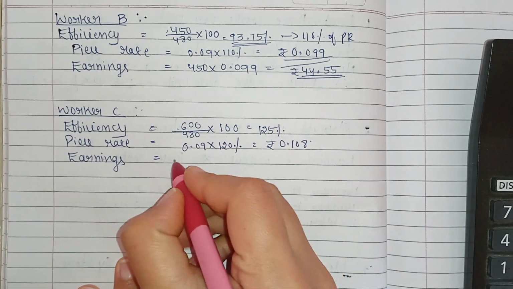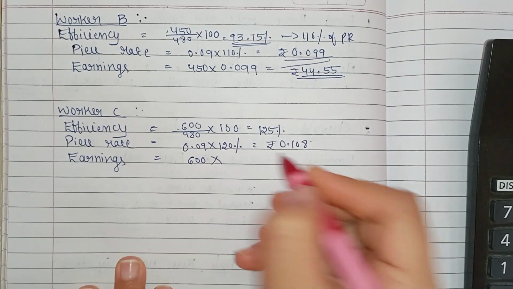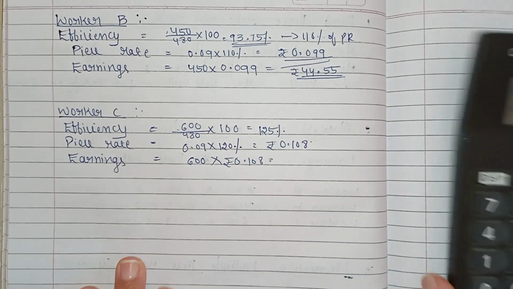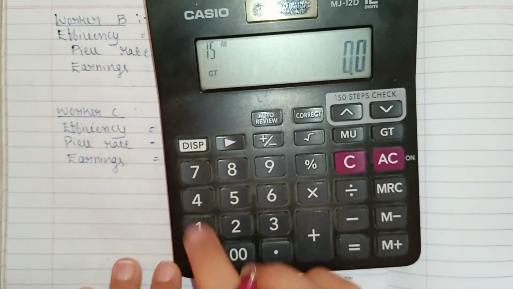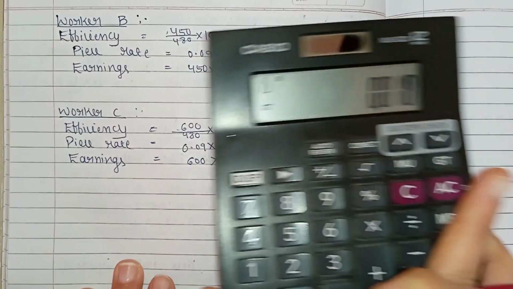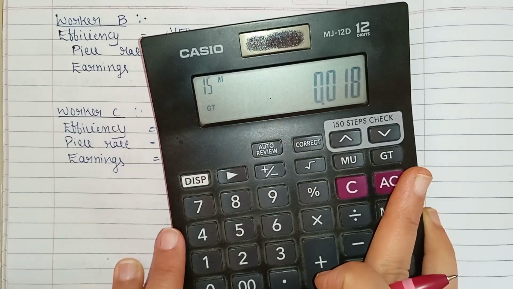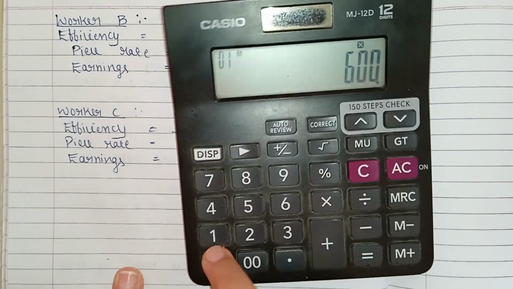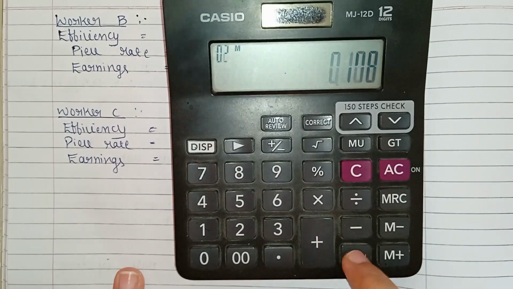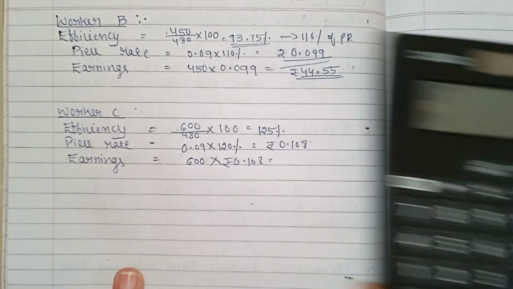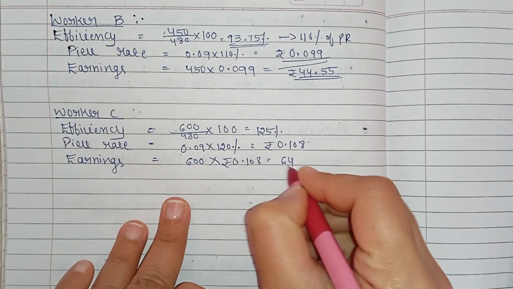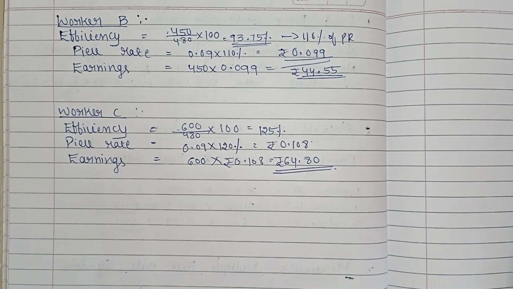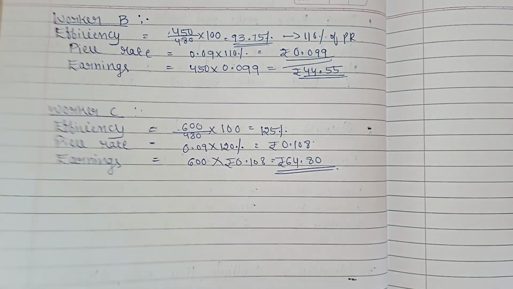So earnings equals 600 units, actual output of worker C, into rupees 0.108. Sorry, 600 into 0.108, 64.80. So earnings of worker C is rupees 64.80. Clear? So I hope this problem is clear to you all.